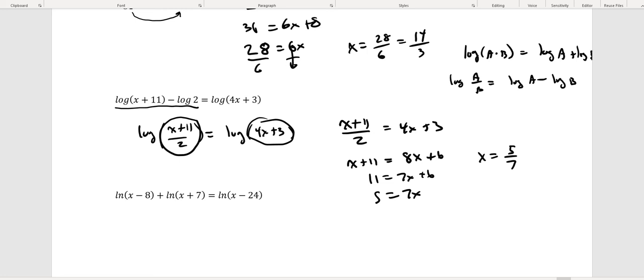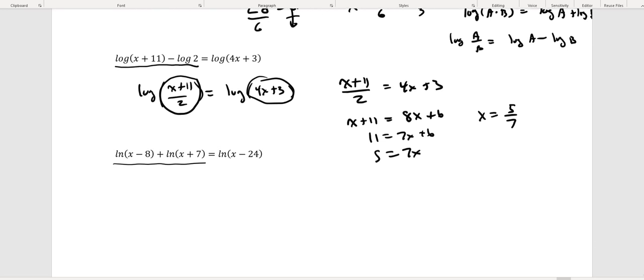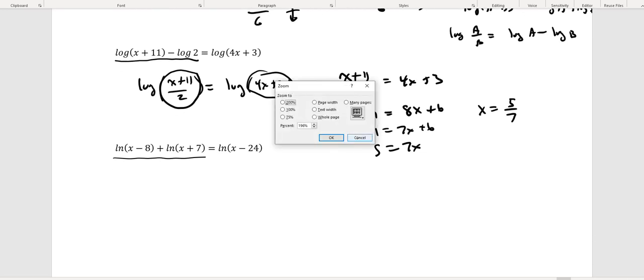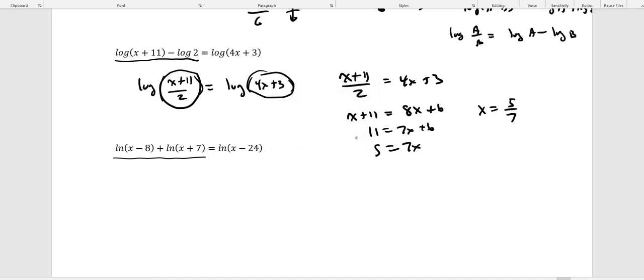All right, this one too can be combined into one logarithm. And let me scroll down a little bit. So that's going to read natural log of x minus 8 over x plus 7 is equal to natural log of x minus 24. And now by comparison here, if natural log of this is equal to natural log of this, these are equal.